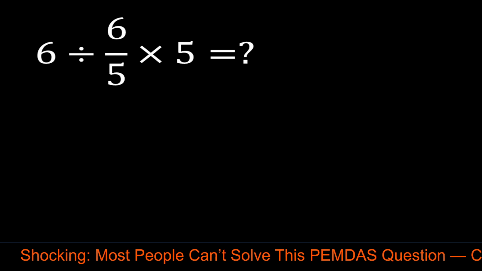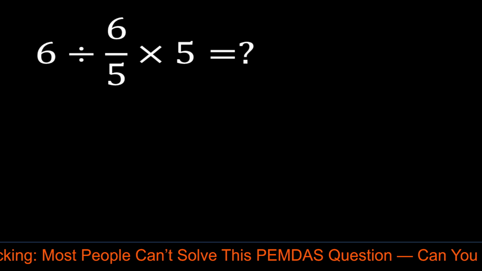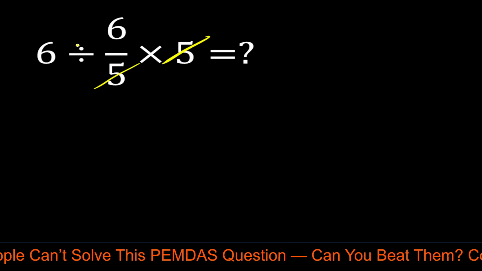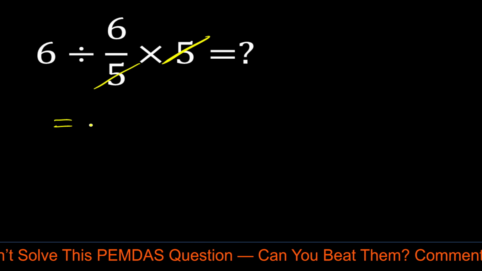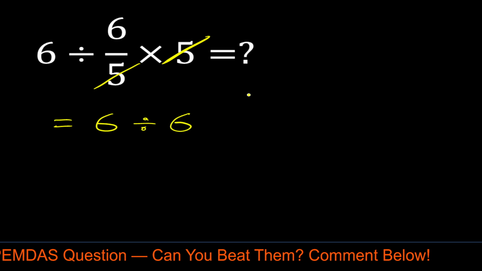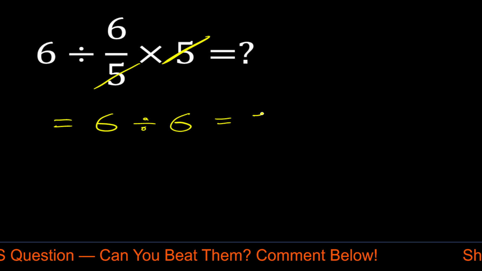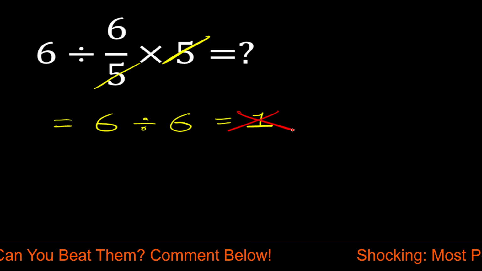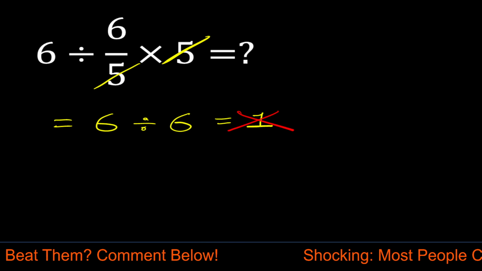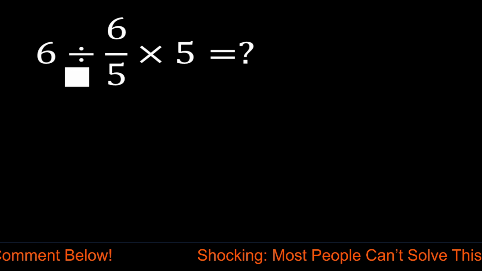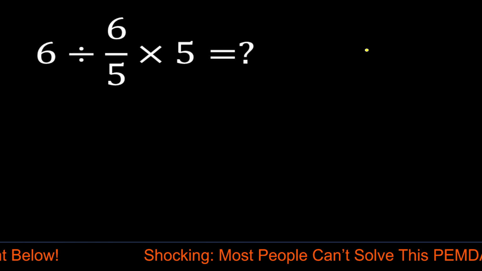So most people solve this question like cancel this 5 by 5. So now 6 divided by 6. So 6 divided by 6 is equal to 1, right? But this answer is not correct. This answer is completely wrong. So now let's solve this problem correctly by using a PEMDAS rule, right?